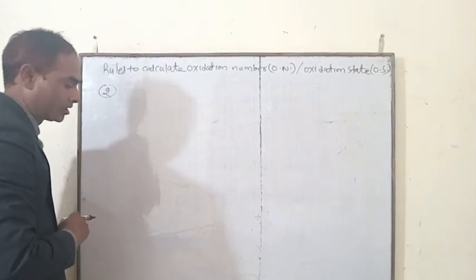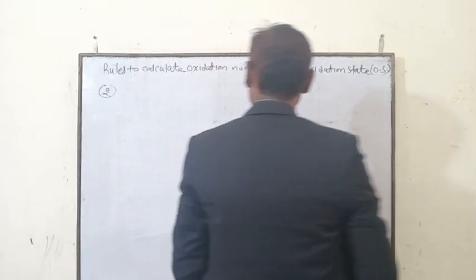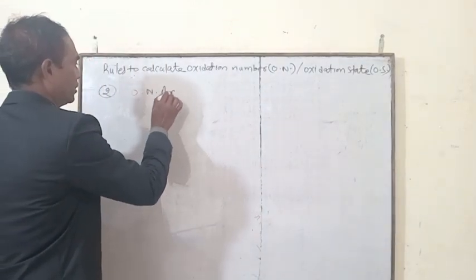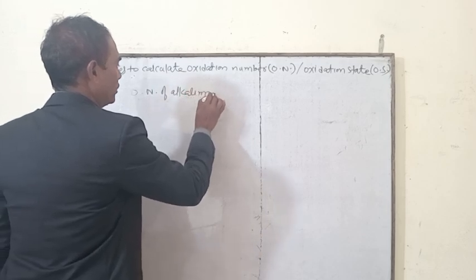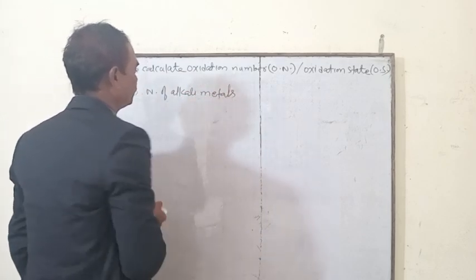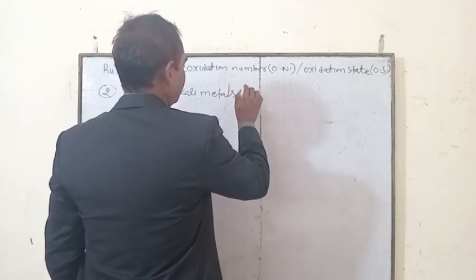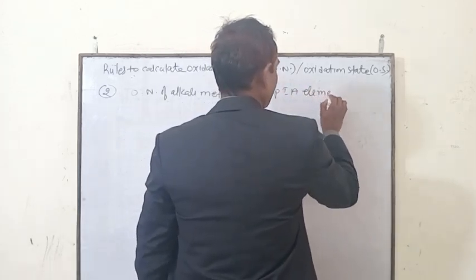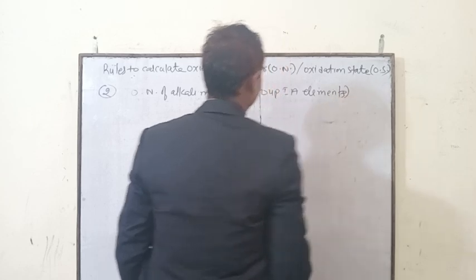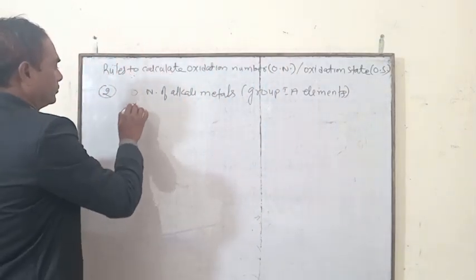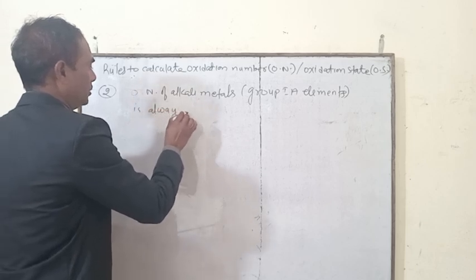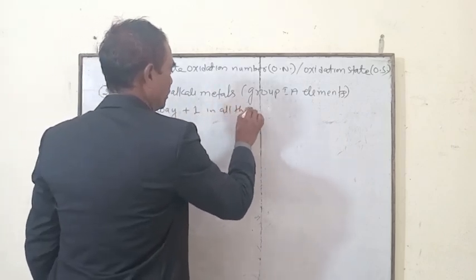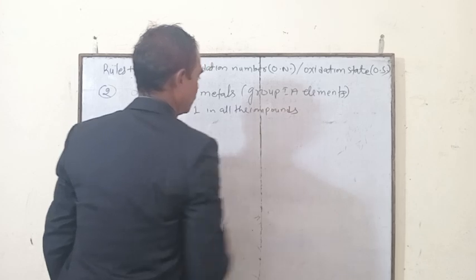Second rule: oxidation number of alkali metals, group 1A elements, is always +1 in all the compounds.